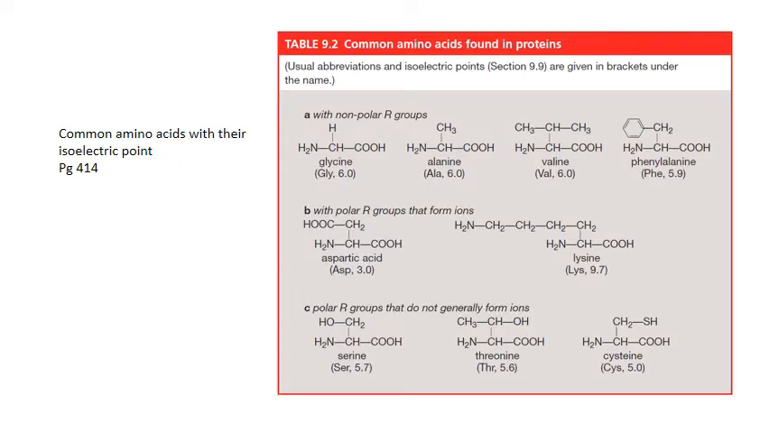Here's the table from page 414. A very important table that you probably use a lot, especially because it lists the isoelectric points. So at the isoelectric point, that is where we have the zwitterion. Okay, so we've got the structure of all these different amino acids here, and take note of the size. So they all have the same skeleton.